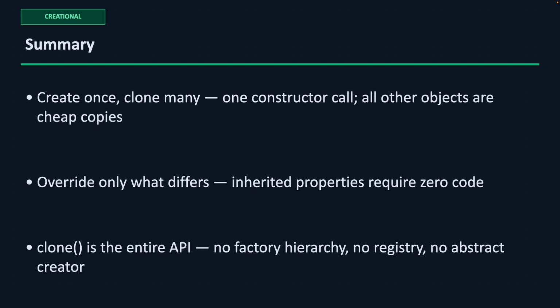Here we have three key takeaways for the prototype pattern. The first one is it creates once, it clones many. A single construction call sets up the prototype. Every subsequent object is a cheap copy of that foundation. The second one is we override only what differs. Inherited properties create zero code. The prototype will handle the defaults. And the third one is the clone method is the entire API. There's no factory hierarchy, no abstract creator, no registry. There's just a method that returns a copy of the current object.